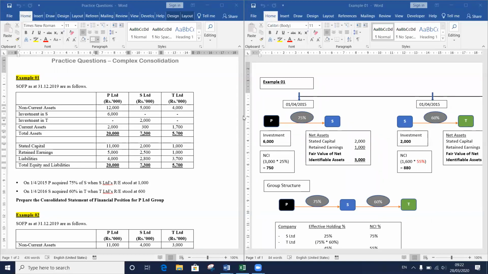Right? Okay. Then, when P acquired 75% of S Limited, when S Limited's retained earnings stood at 1000.